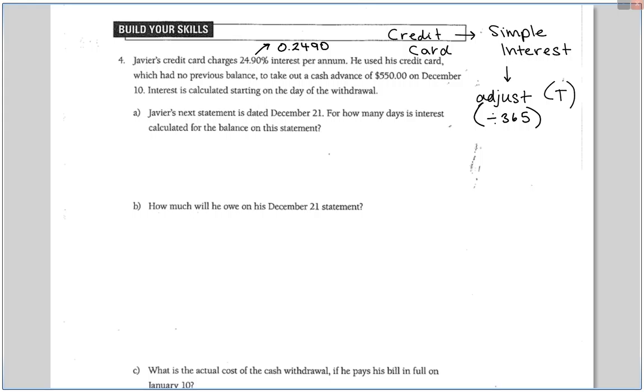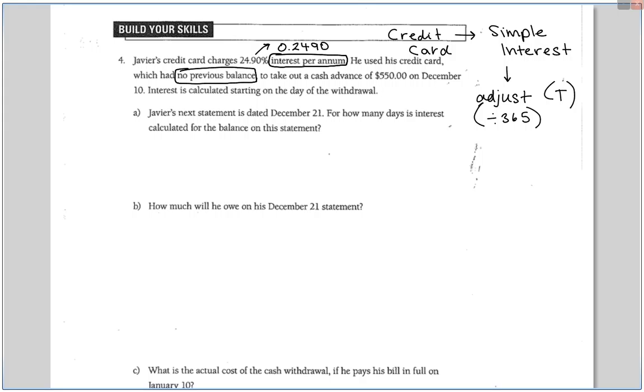Don't look at the interest per annum when it comes to number of compounding periods. If it was a compound interest question, don't look at that. It's always going to say interest per annum, so you can ignore this phrase. It'll always say that. He used his credit card which had no previous balance.